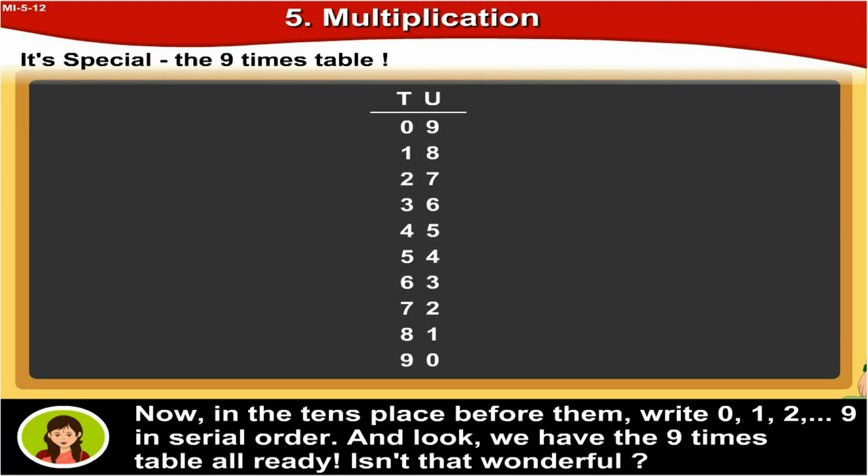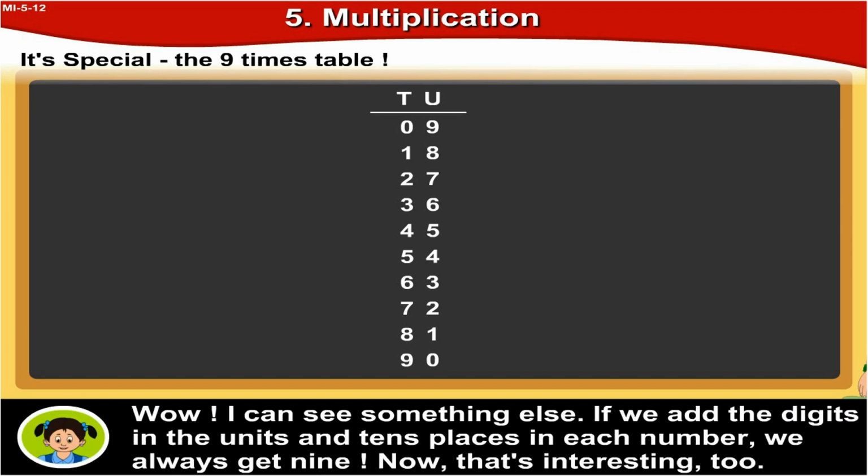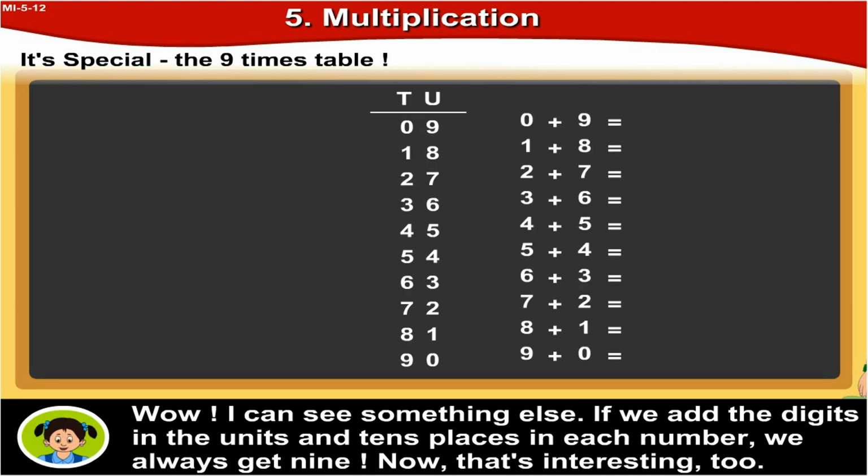And look, we have the 9 times table already. Isn't that wonderful? Wow, I can see something else. If we add the digits in the units and tens place in each number, we always get 9. Now that's interesting too, isn't it?